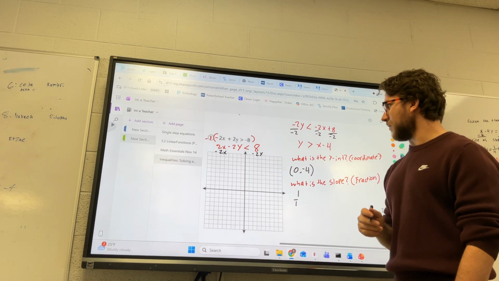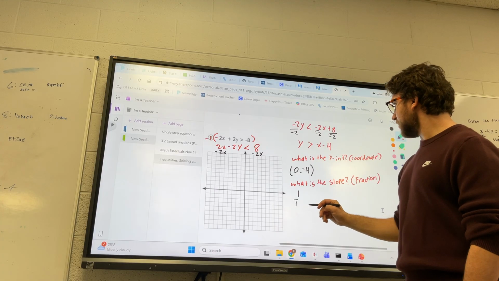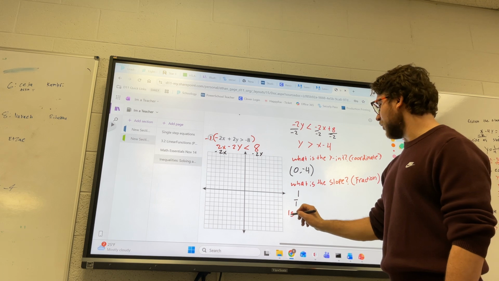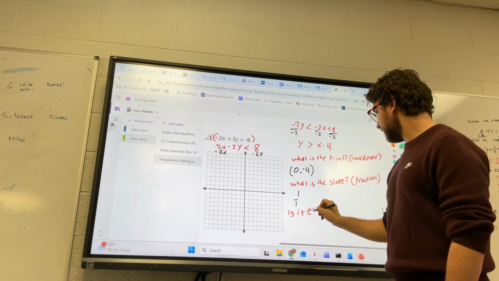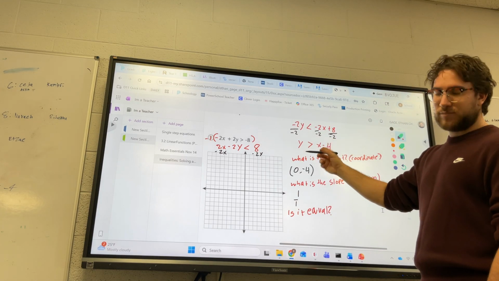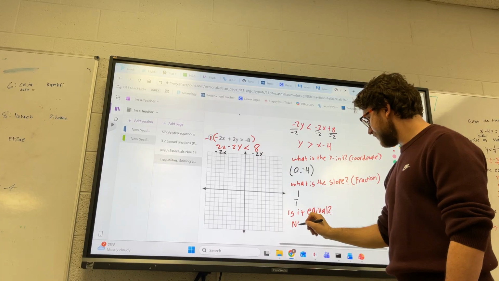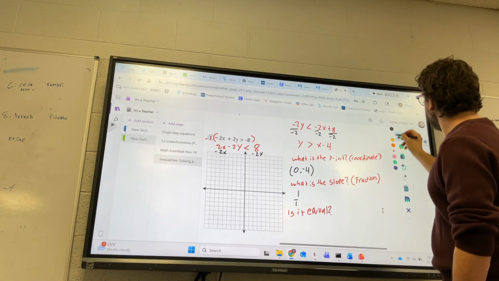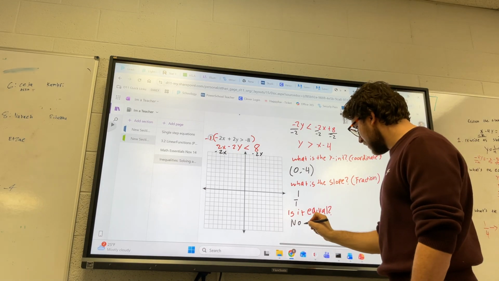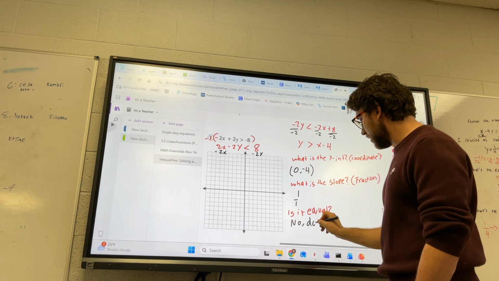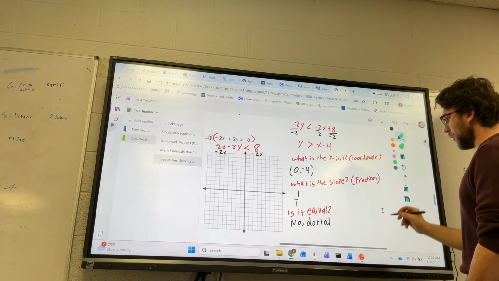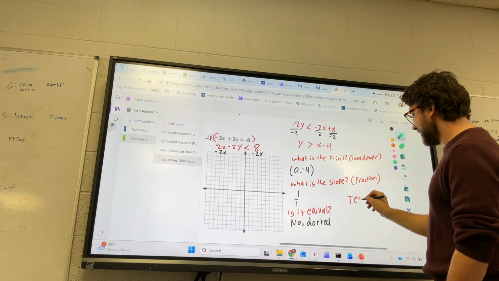I'm forgetting how I wrote my 4 questions. Next, I think I said, oh, is it equal? There's no equal sign. No. You can also write what that means. That means this will be dotted. And then question 4 is a test.